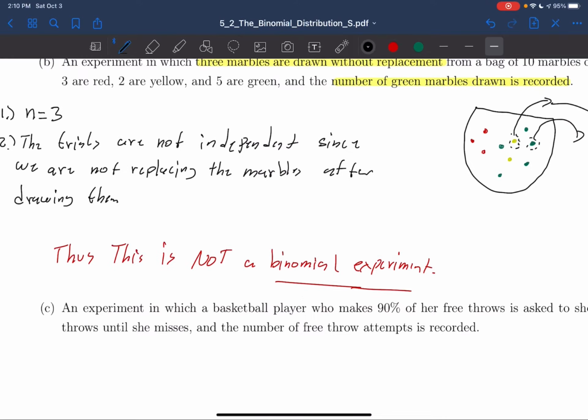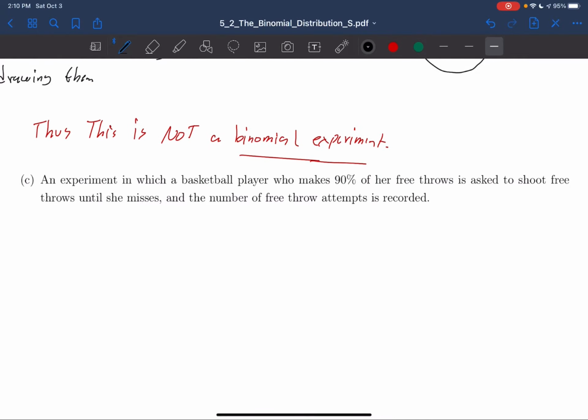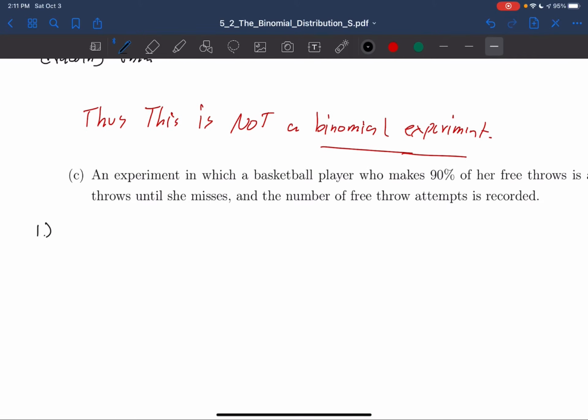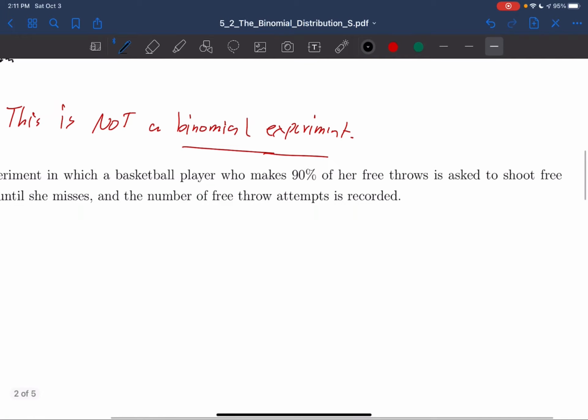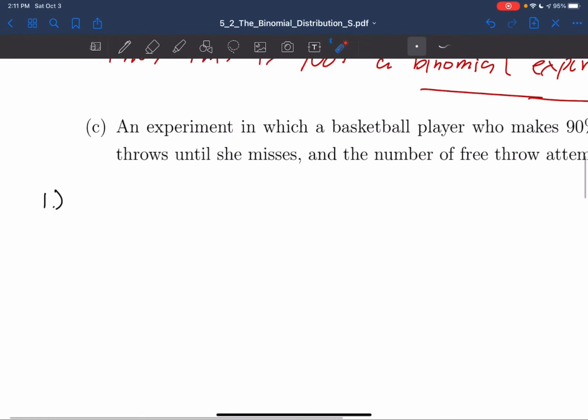Cool. Now let's consider this experiment. An experiment in which a basketball player who makes 90% of her free throws is asked to shoot free throws until she misses, and the number of free throws attempted is recorded. So here, off the bat, is there some sort of fixed trial? Well, they ask her to shoot free throws until she misses. And we don't know when that is. It could be the first 5 shots, it could be the first 10 shots. So we have no clue.